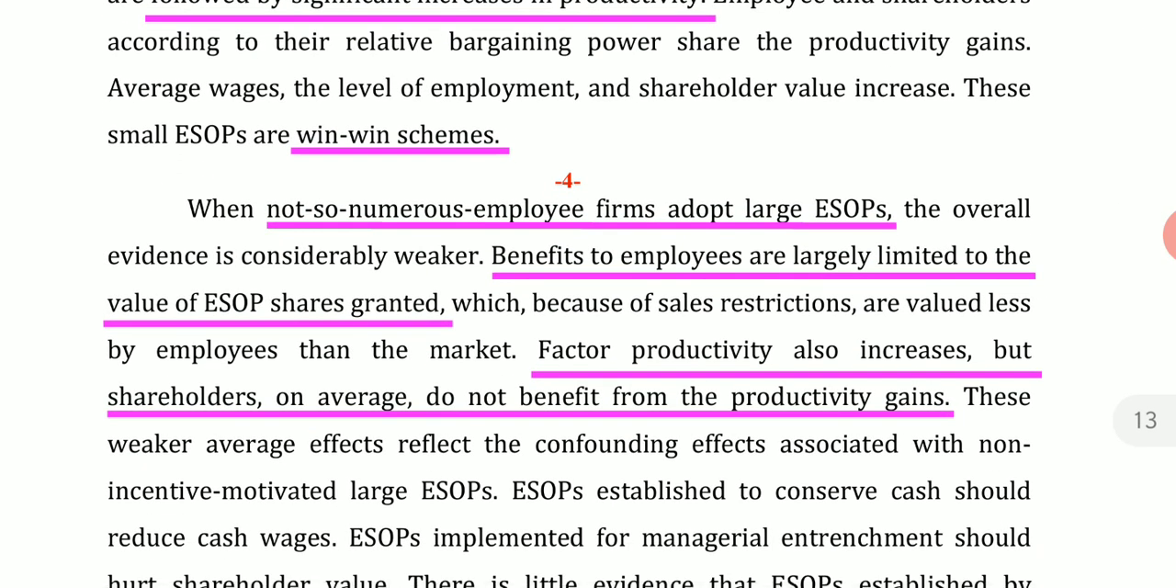And in the next case, there are not so numerous employee firms adopting large ESOPs, which means that the employees are very few, but the stock option size is extremely large. Now, when does this happen? Here the benefits to the employees are largely limited to the value of the ESOP shares gained. This happens basically when the company has less liquid cash. When a company has less liquid cash, its general tendency is to increase the number of shares and then remunerate the employee in terms of shares.